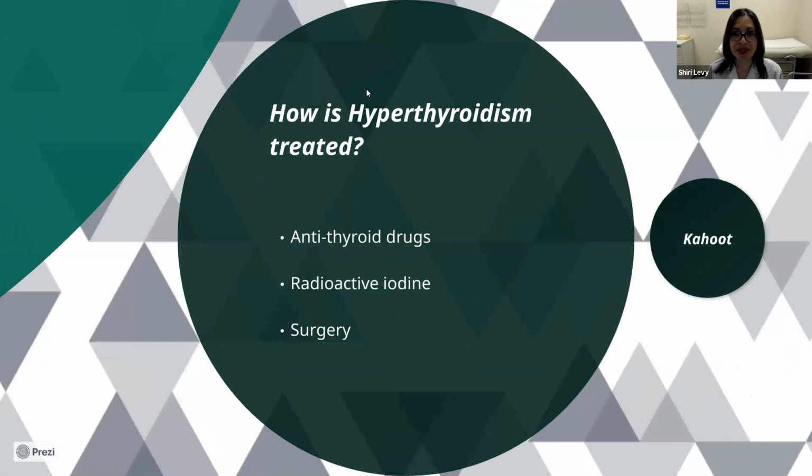So what are the treatments for an overactive thyroid? One is anti-thyroid drugs, and the most common anti-thyroid drugs we use are PTU or methimazole. Two, radioactive iodine. And three is surgery, which Dr. Tam will talk about in a minute.